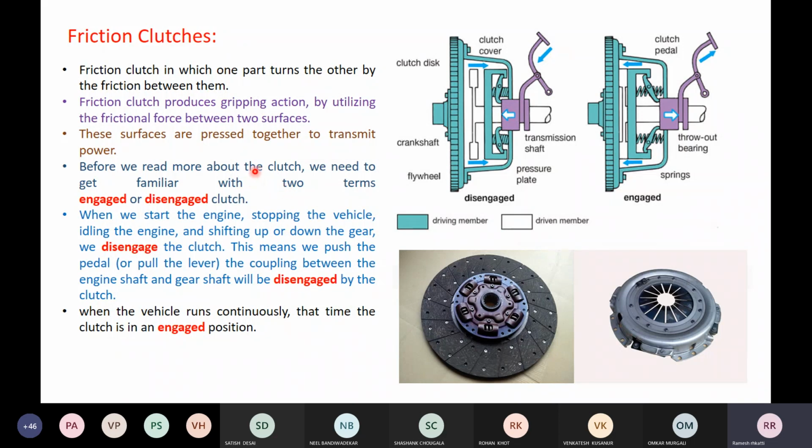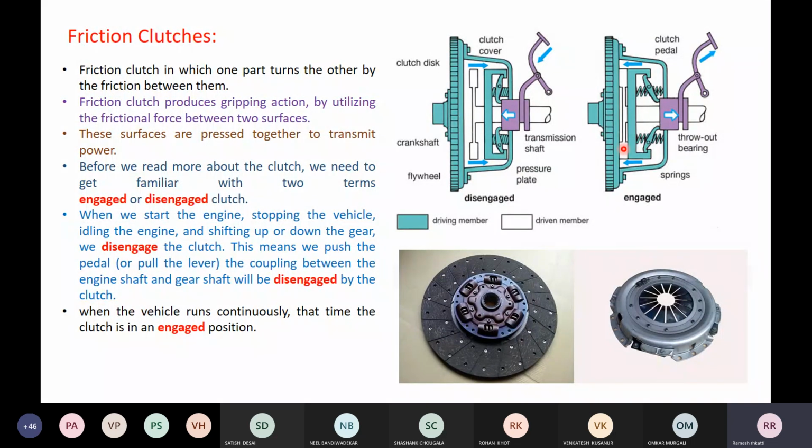Before starting with the different types of clutches, you should understand what we mean by disengaging and engaging of the clutches. Here you can see on the left side is the disengaging of the clutch, and on the right side is the engaging of the clutch. When can you say that the clutch is disengaged or engaged?